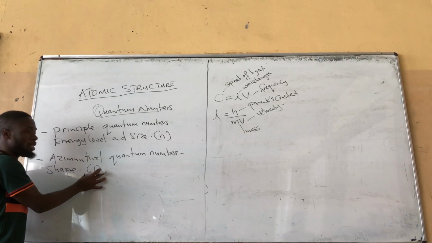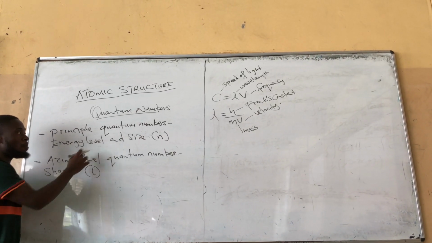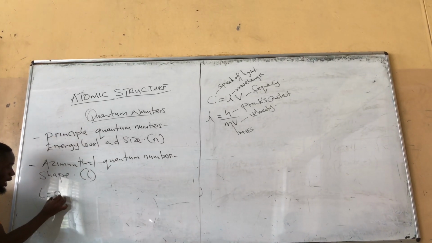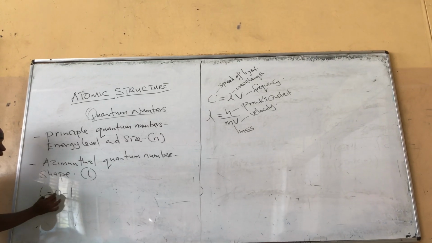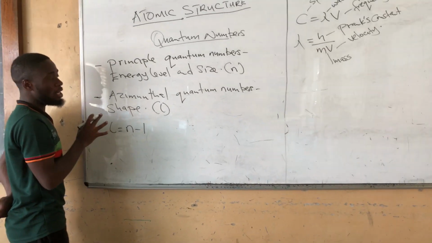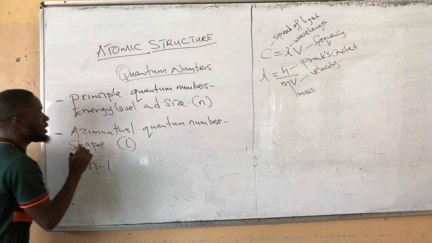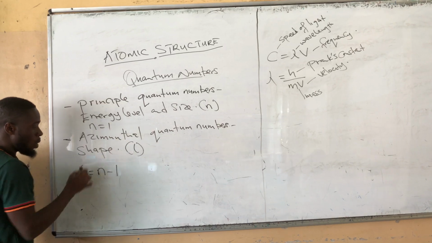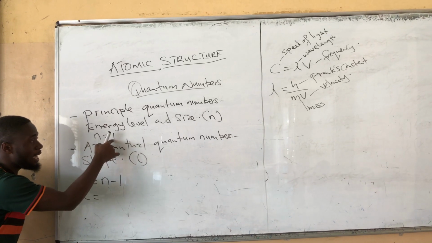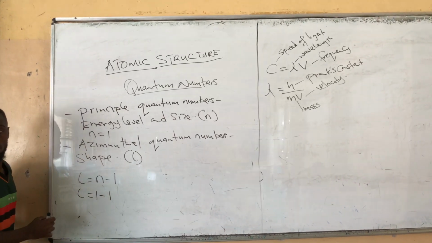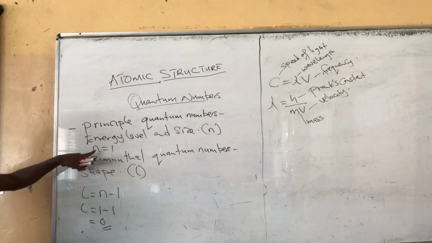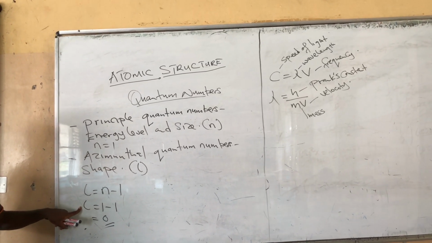So how do you find these azimuthal quantum numbers from the principal quantum numbers? To find L, L is equal to N minus 1, and this N represents the principal quantum number. For example, if N is equal to 1, then what is L? What is the azimuthal quantum number? L equals N minus 1, which is equal to 0.